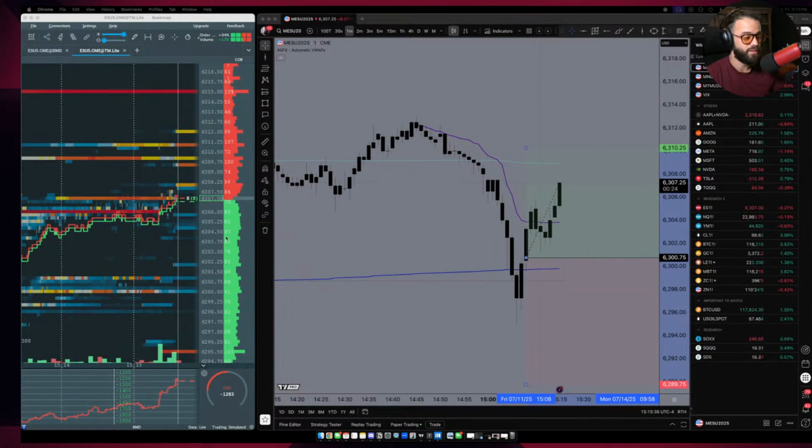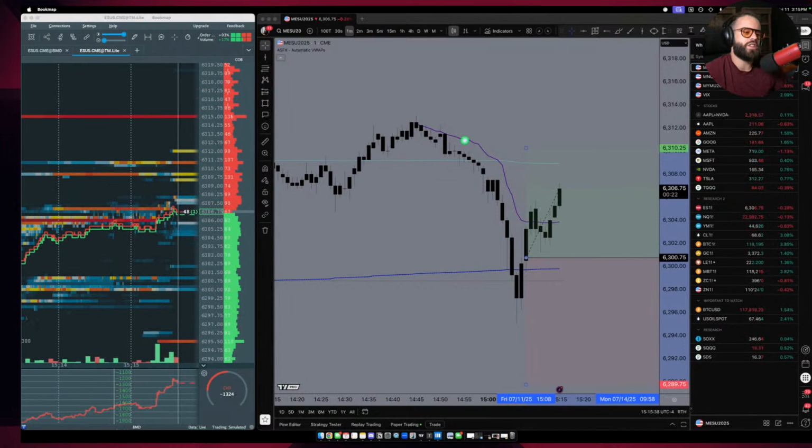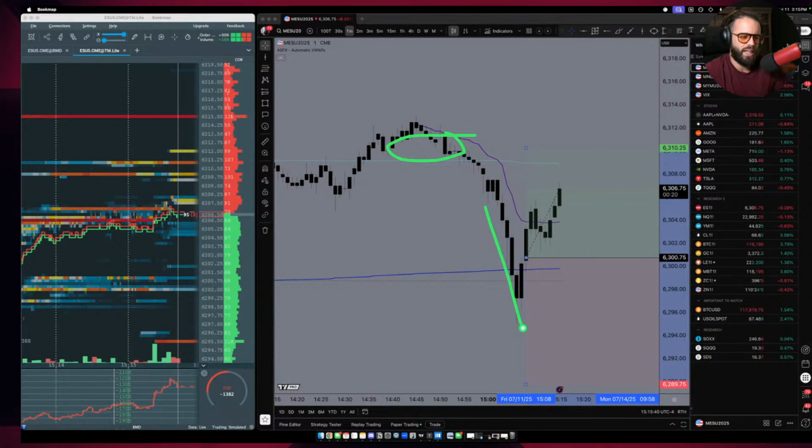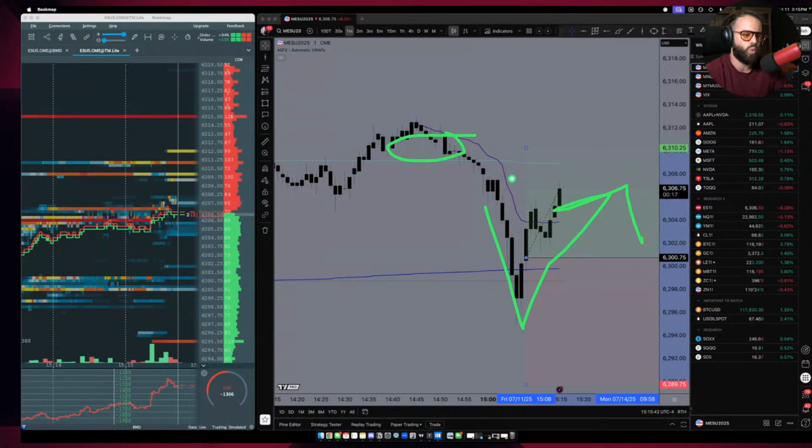But it could go. So you see, and this is even more, I don't trade when we're far from the VWAP. I like getting off the VWAP like this when we've had one trend all day.